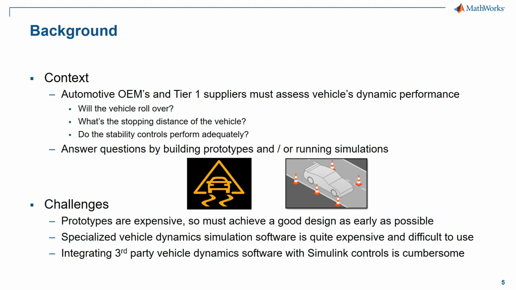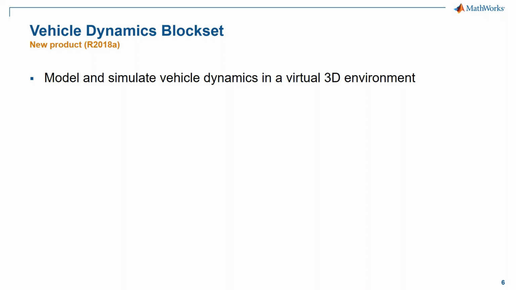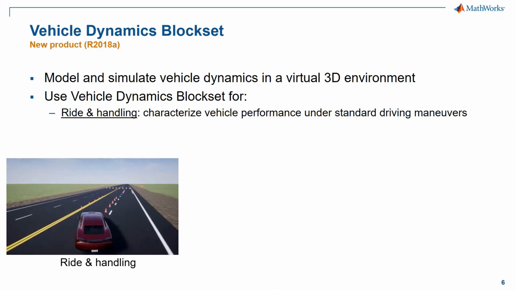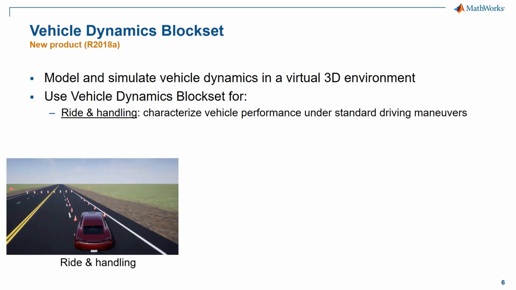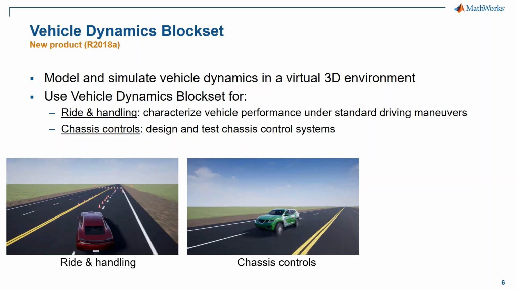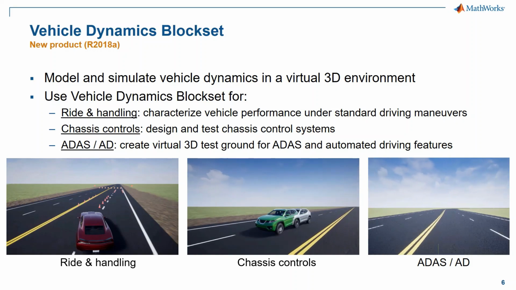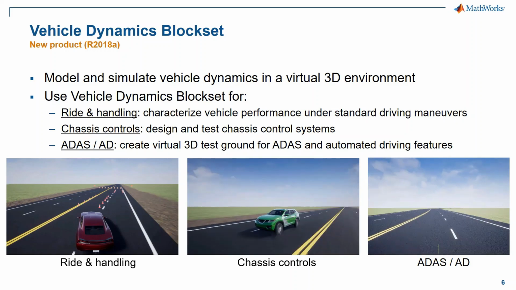And so with that, we introduced the Vehicle Dynamics Blockset in R2018a. This is a way that our customers can use the vehicle dynamics models to do things like ride and handling, where they can assess the lateral acceleration of the vehicle as it goes through different test maneuvers. They can do chassis controls design work. Maybe they want to see what the braking performance of a system is and how it handles with the stability controls. Or maybe they want to do some kind of ADAS or automated driving application where they want to have a virtual 3D environment for testing those features.